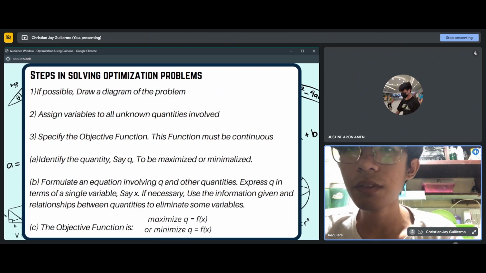A. Identify the quantity, say Q, to be maximized or minimized. B. Formulate an equation involving Q and other quantities. Express Q in terms of a single variable, say x. If necessary, use the information given and relationships between quantities to eliminate some variables. C. The objective function is to maximize Q = f(x) or minimize Q = f(x).